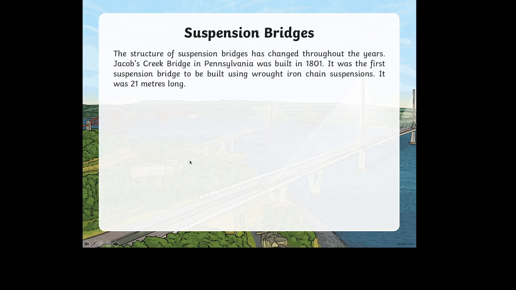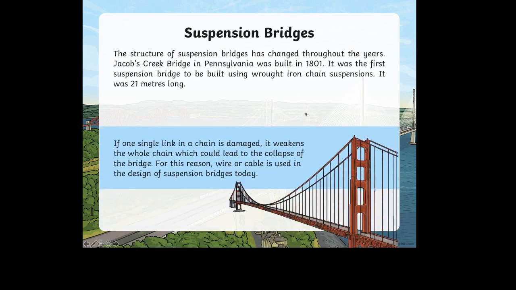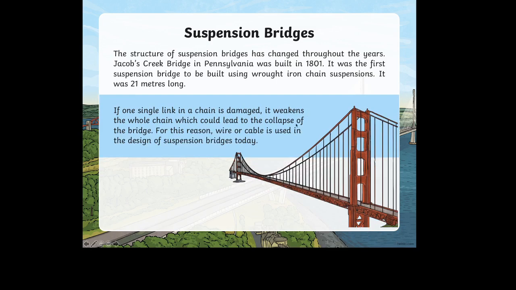The structure of suspension bridges has changed throughout the years. Jacobs Creek Bridge in Pennsylvania was built in 1801, so that was about 220 years ago. It was the first suspension bridge to be built using iron chain suspensions. It was 21 metres long. If one single link chain is damaged, it weakens the whole chain. So if one of these breaks, it weakens the whole lot. For this reason, wire or cable is used to design bridges today, which is obviously stronger.